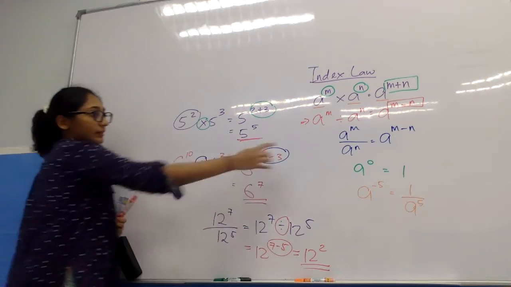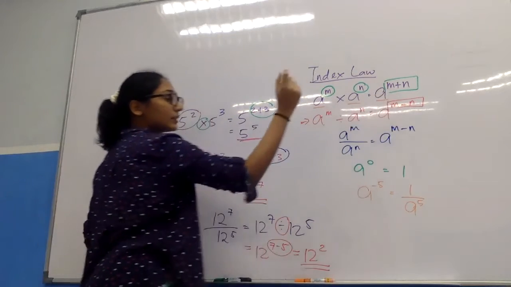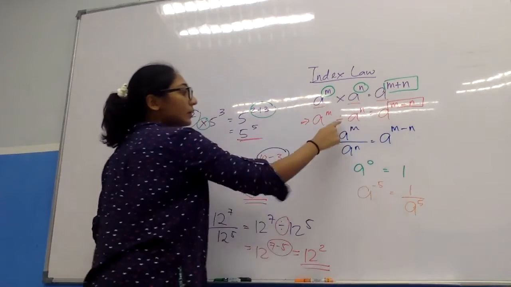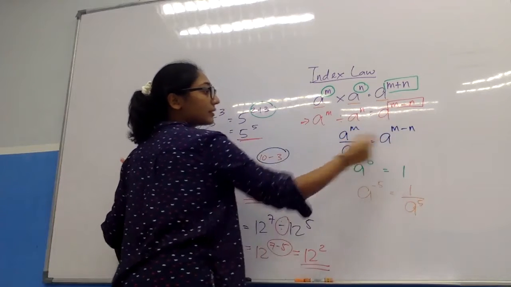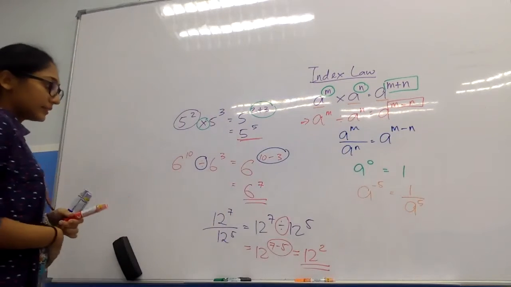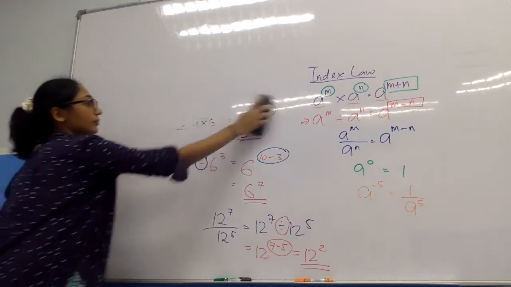So that's this one, the third one. So first one is times becomes plus, the small numbers we add them up. When it's divide, it is a minus. The big base number stays the same. So I have the first, second, third law. Let's look at the fourth law.